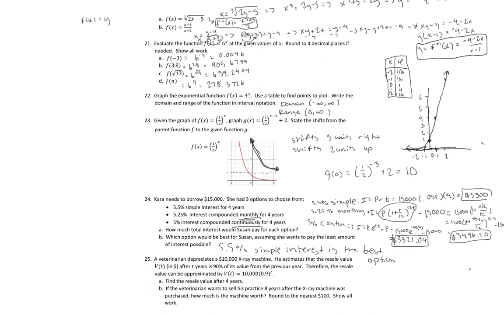Okay, so for number 25, it says a veterinarian depreciates a $10,000 x-ray machine. He estimates that the resale value after T years is 90% of its value from the previous year, and it gives us the equation, which is really nice. For part A, it asks to find the resale value after 4 years. So we're going to use this resale value formula, V of 4, which is 10,000 times 0.9 to the 4, which gives about 6,561.